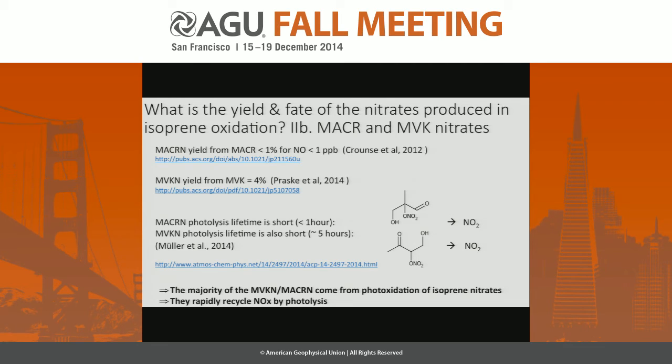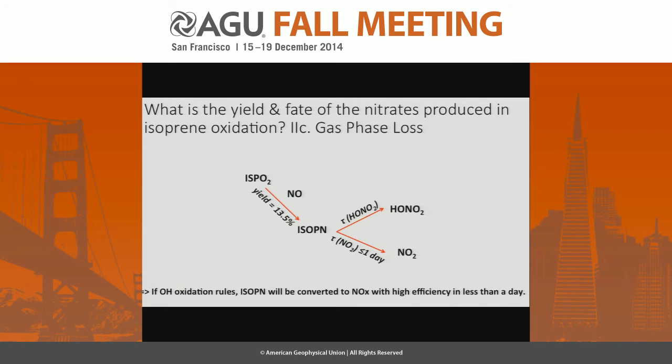Mueller and Peeters et al., in a paper in 2014, I think convincingly show that these second-generation nitrates will be photolyzed very quickly, time constants of less than half a day, and that these will almost certainly release NOx again. Okay, so what do we see here then? What we see is that the yield is high, but the lifetime of these is quite short, probably less than a day, for these isoprene nitrates to be converted back to NO2.